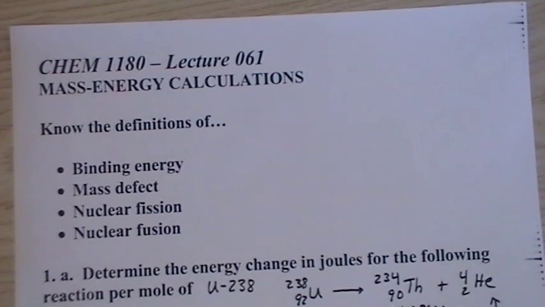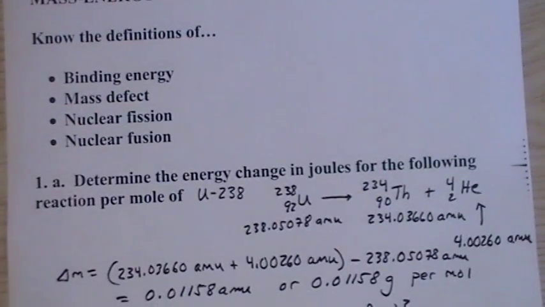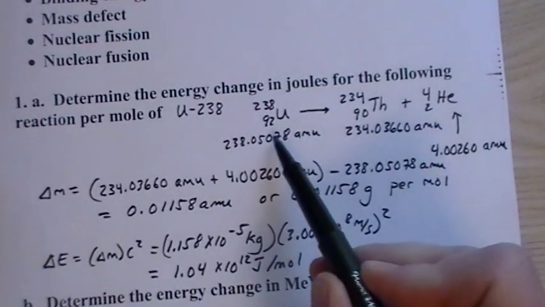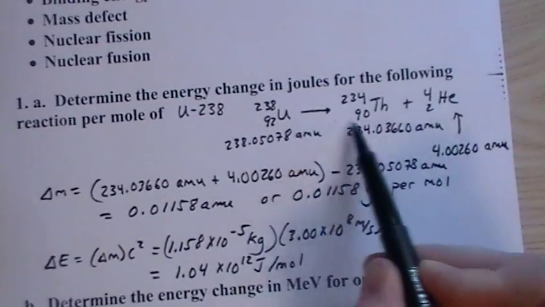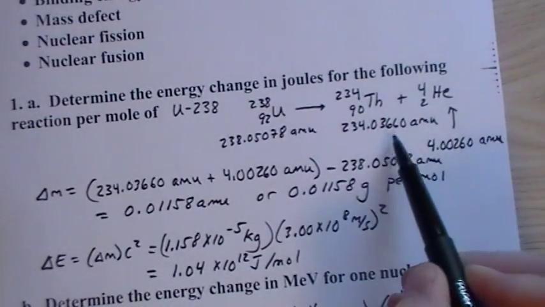Okay, mass energy calculations. There are two types that we're going to be dealing with. One is where we deal with the change in mass and energy for a radioactive decay, and the other is where we talk about the mass defect or binding energy of an atom. So for the radioactive decay here, it could also be a bombardment reaction as well, but we'll just stick with this.